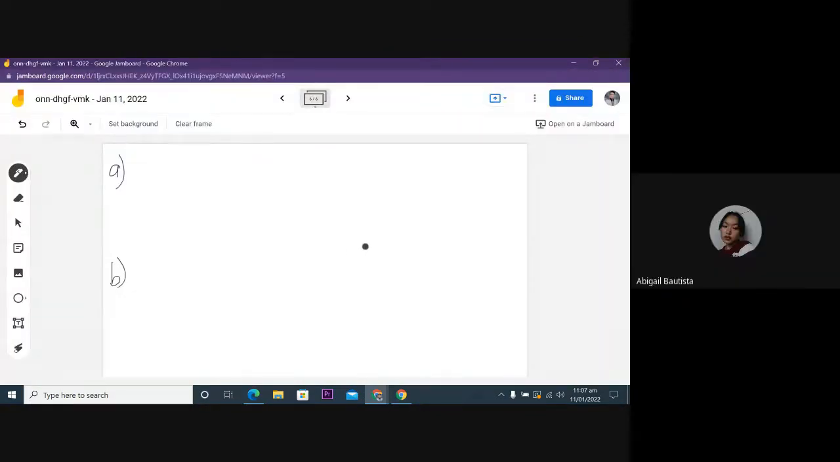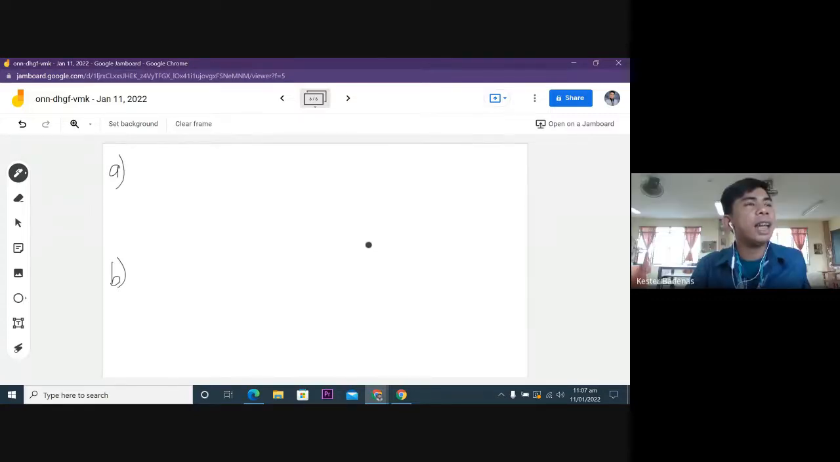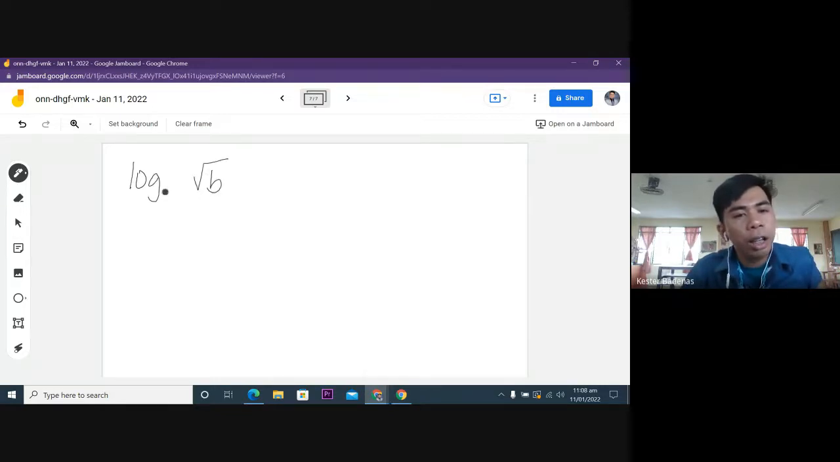Sir, may tanong po ako. Paano po, sir, pag may radical sign na po? Radical sign. Okay. Sige, pag may radical sign, nagbigay pa ako ng ganun. Okay, pag may radical sign, let's take for example, logarithm of square root of, let's say, b with the base 3. Ang radical sign, class, gawin niyo siyang exponent. Naturuan ko ba kayo ng ganon? So, yung square root of b, magiging ano siya? Magiging b raised to ano?